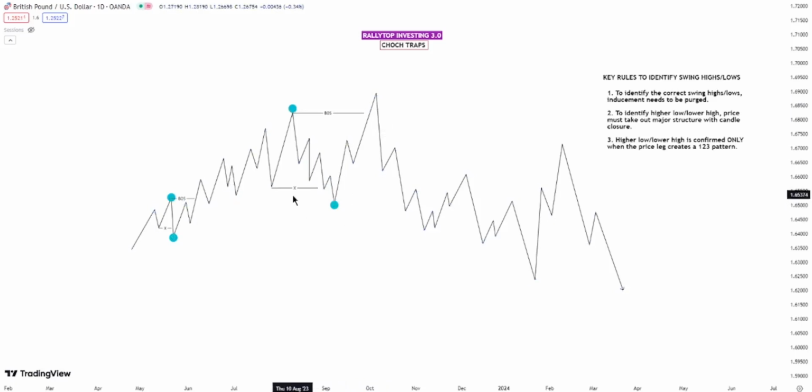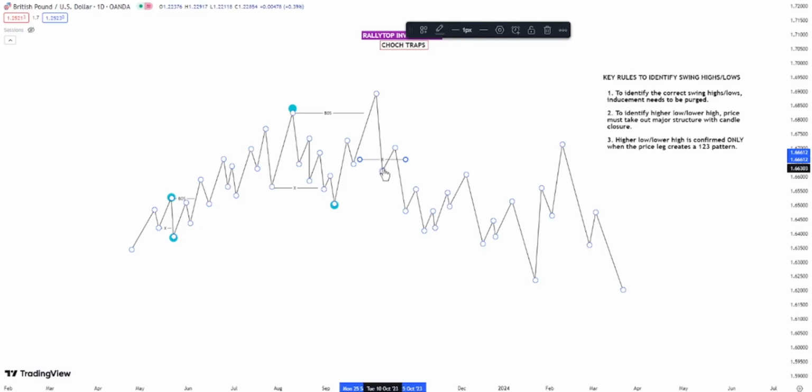And where is the inducement in the market here, guys? Well, this is your inducement in the market. This one. This is your inducement. Simple. And as you can see, price took out that inducement. So this high is now confirmed as our major structure high. So major structure high is confirmed here.